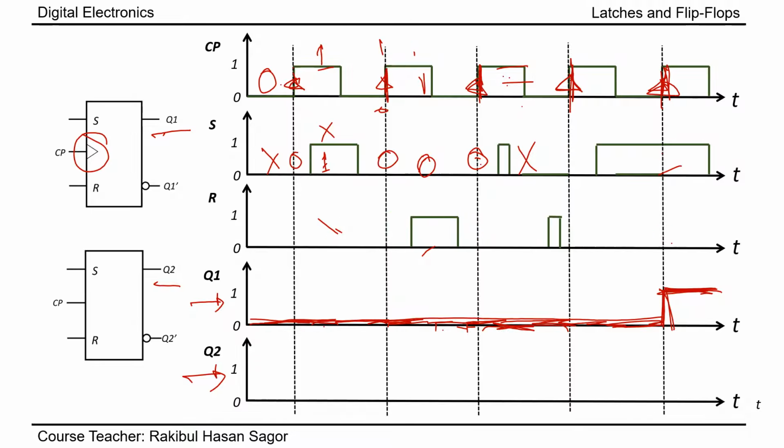Now let's draw the same output line for Q2, which is level triggered. What does level trigger mean? Level trigger means whenever the clock pulse is 1, or as long as the clock pulse is 1, during this period, if there is any change in S or R, the flip-flop will act accordingly. So the clock pulse is 0 here. We do not care about this input. This input will hold the previous data. Fine.